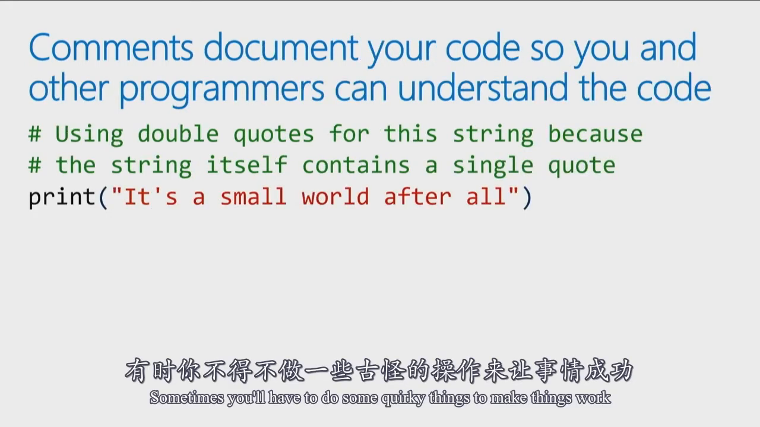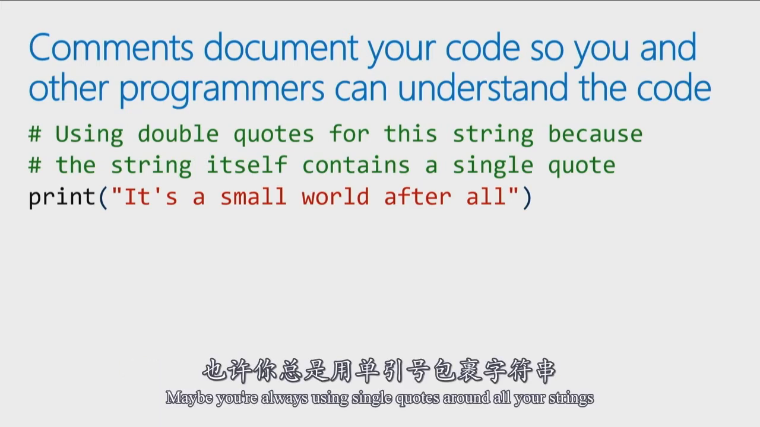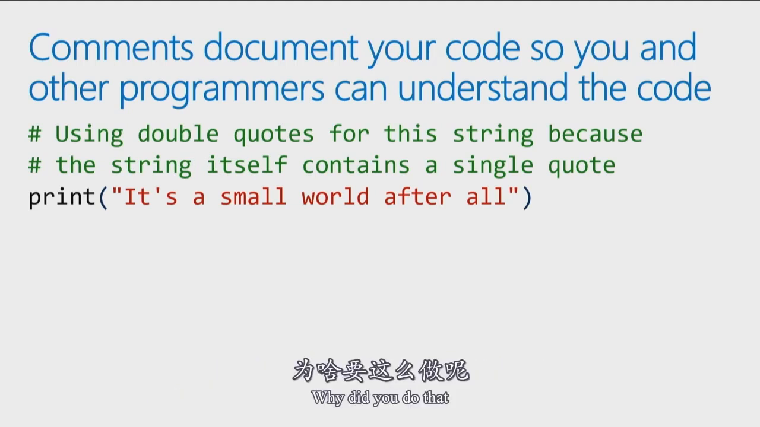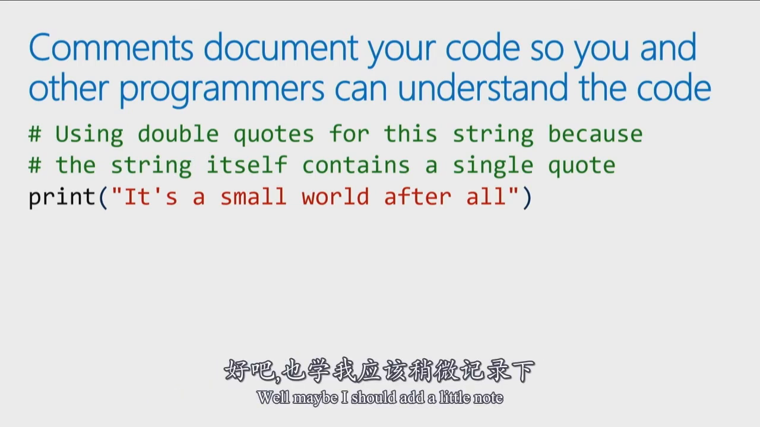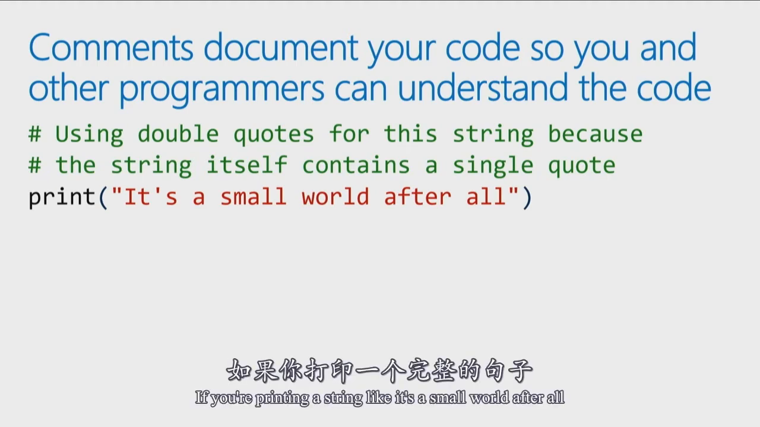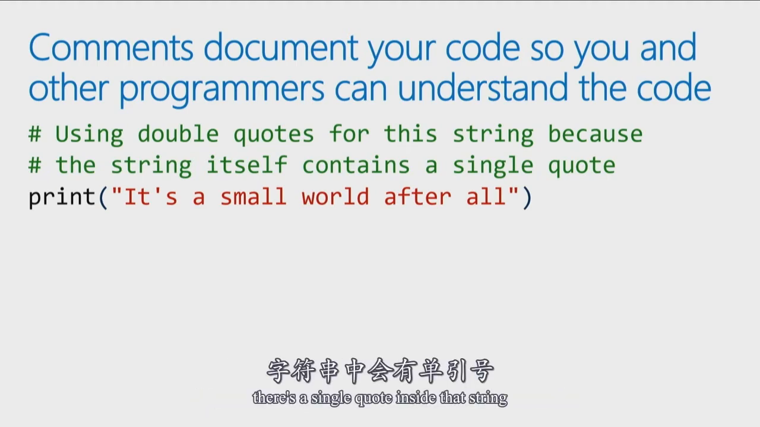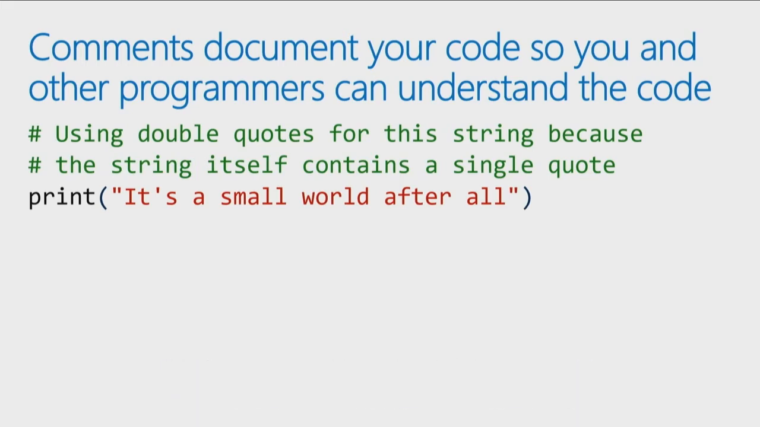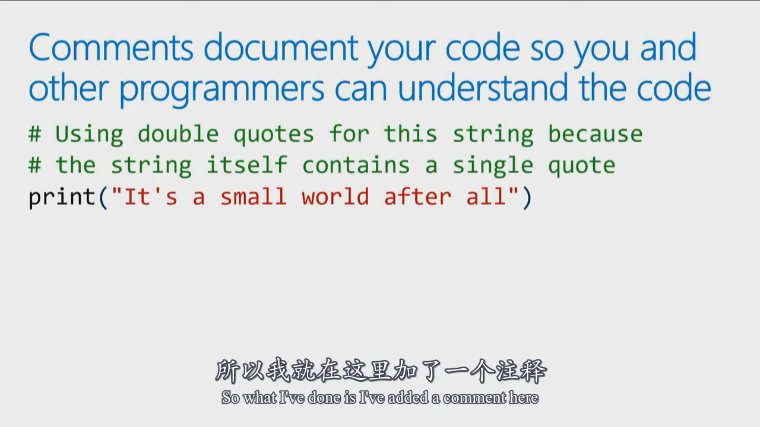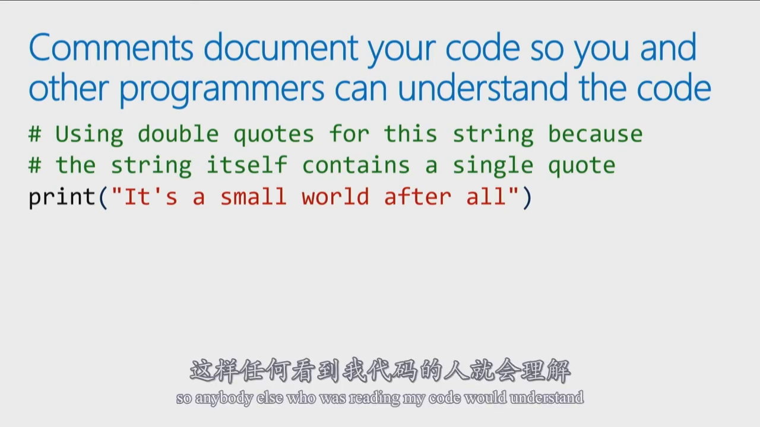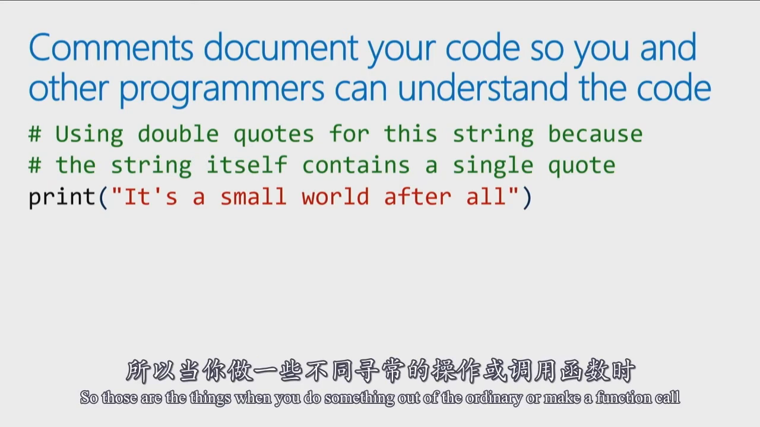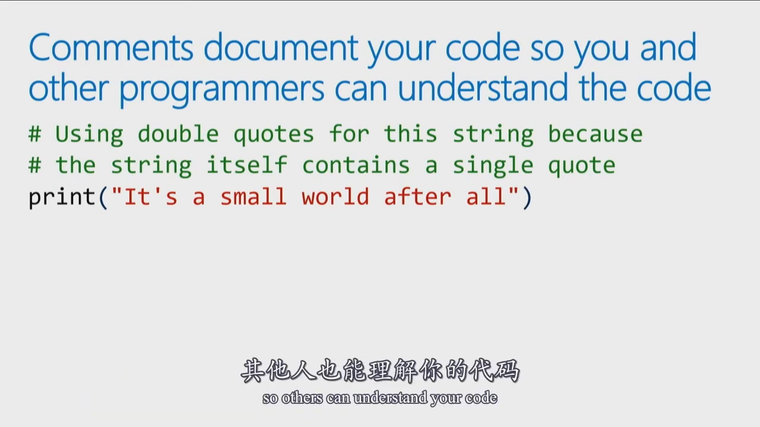Sometimes you'll have to do some sort of quirky things to make things work. Maybe you're always using single quotes around all your strings, and then suddenly you have one print statement with double quotes. Why did you do that? Well, maybe I should add a little note. If you're printing a string like, "It's a small world after all," there's a single quote inside that string. So I would have to use double quotes to enclose the string. So what I've done is I've added a comment here so anybody else who is reading my code would understand, why is it I use single quotes for all my strings except this one line? So those are the sorts of things, when you do something out of the ordinary or make a function call, add comments so others can understand your code.